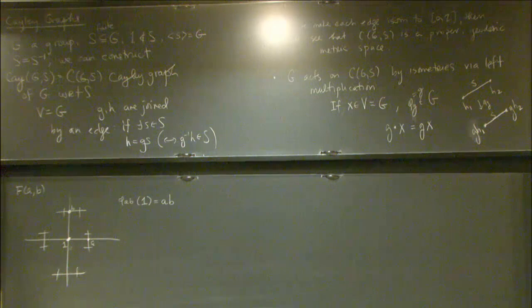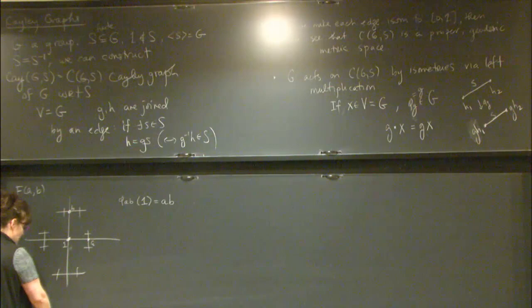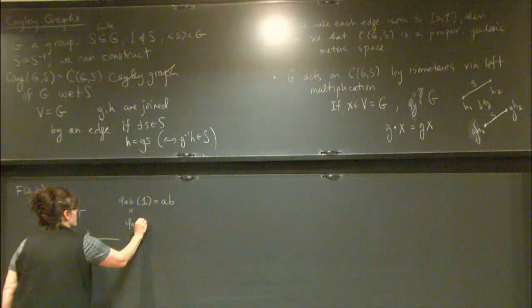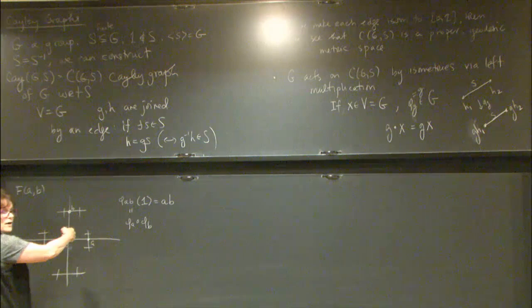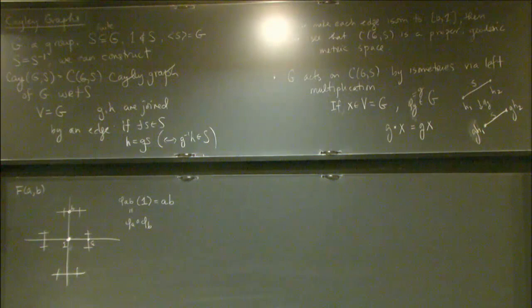What do I really want that to be? I have to be careful. In order to be an action, I need the transformation determined by the product to be the composition of the transformations. And it's a left action, so I need to do b first and then a. So when I do b, let's look at what happens to this line, for example.